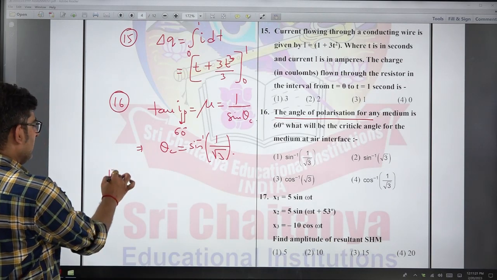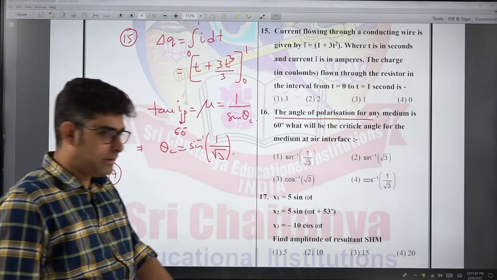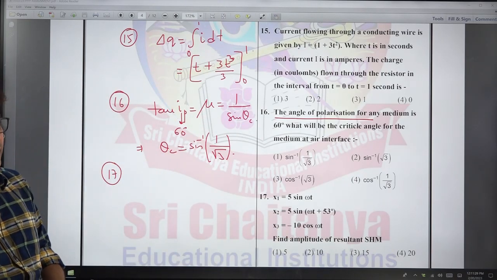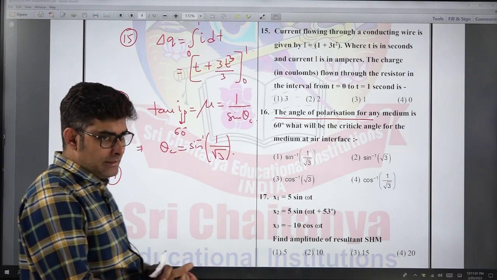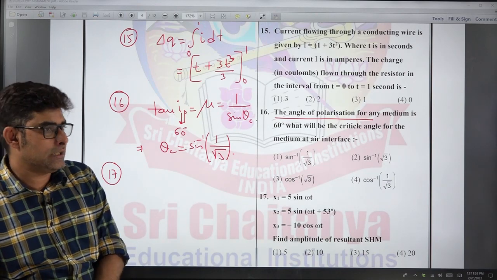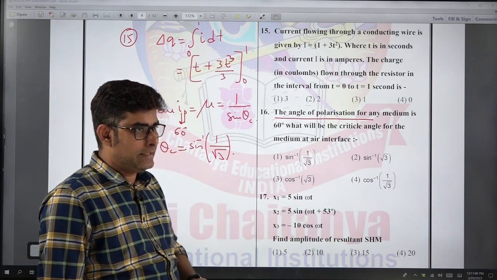Okay, so the 17th question also we can see on this page only. What do we have? Three SHMs. All three SHMs are along which axis? X axis. So when you have superposition of SHMs along the same direction, it is just like vector addition. Phasor addition of amplitudes is just like vector addition.